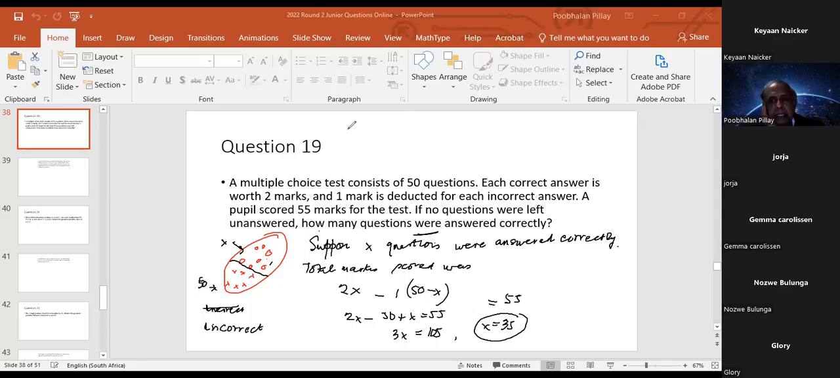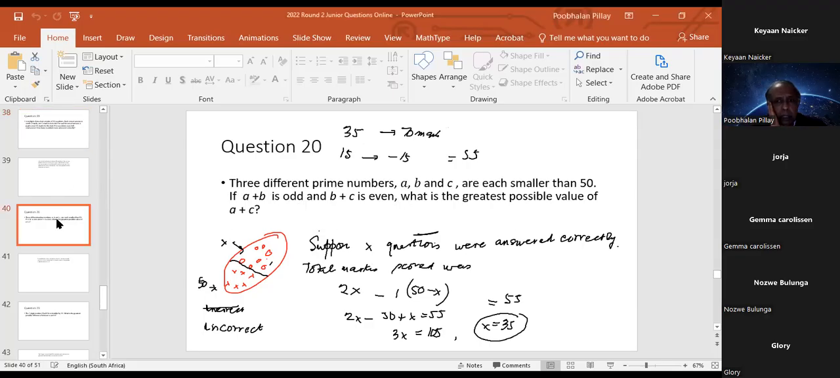You can check. He answered 35 questions correctly, so that would have given him 70 marks, and he would have answered 15 incorrectly. So he would have lost 15 marks because of the incorrect ones. So you got positive 70 minus 15, and that gives you 55. So you can see that 35 is the correct answer. Okay, so now we go on to question 20. The answer to the last question was 35.